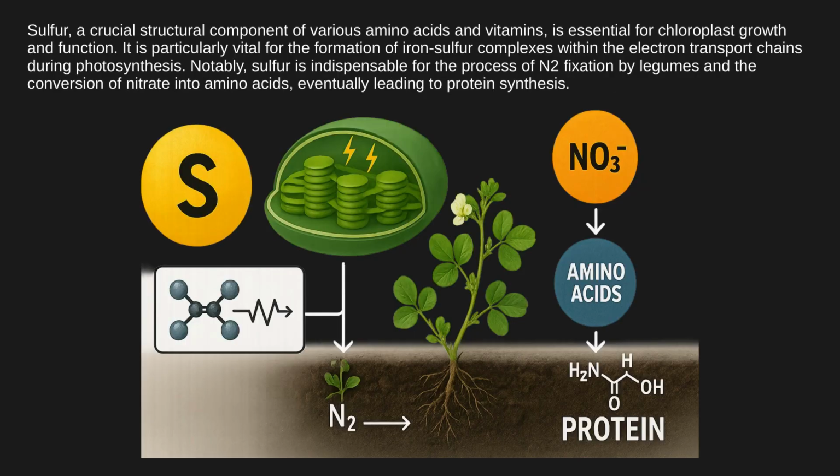Sulfur, a crucial structural component of various amino acids and vitamins, is essential for chloroplast growth and function. It is particularly vital for the formation of iron-sulfur complexes within the electron transport chains during photosynthesis. Notably, sulfur is indispensable for the process of N2 fixation by legumes and the conversion of nitrate into amino acids, eventually leading to protein synthesis.